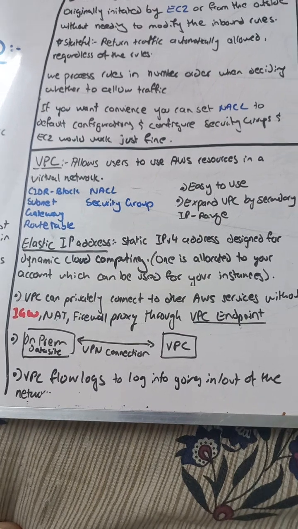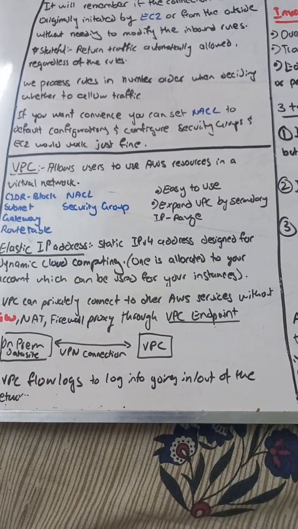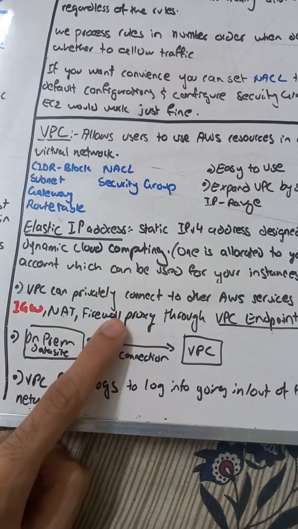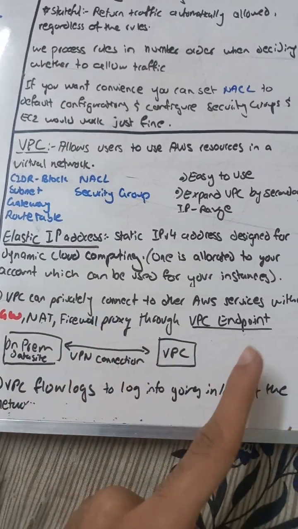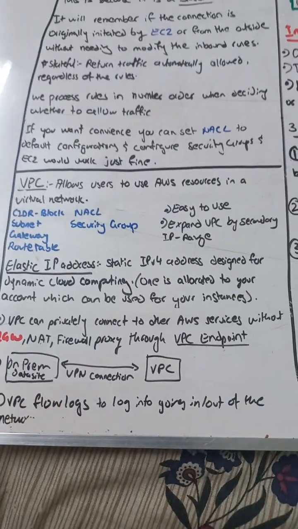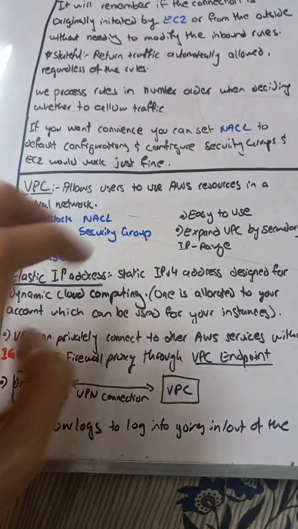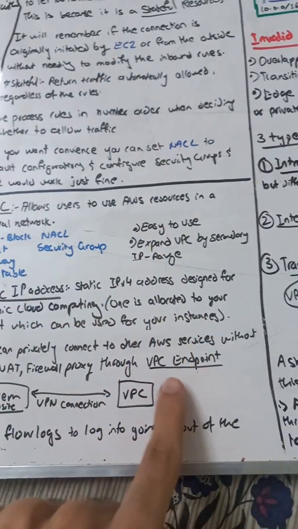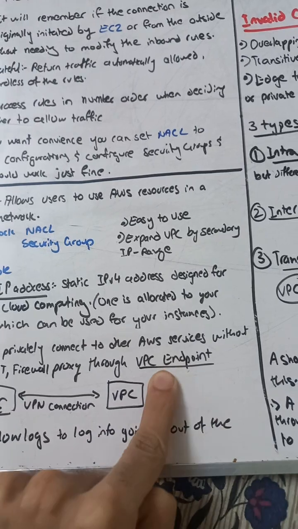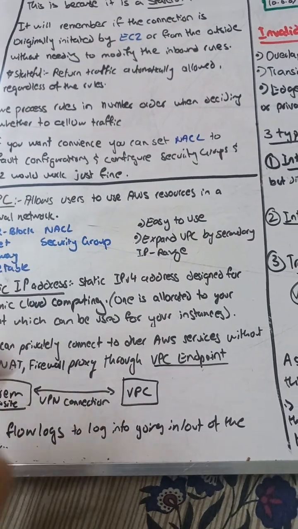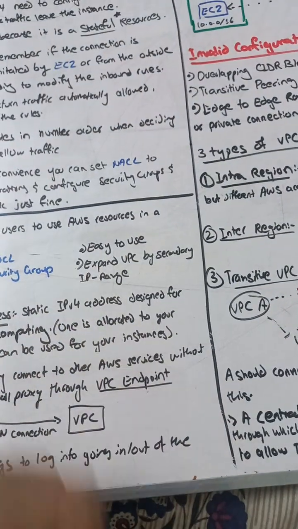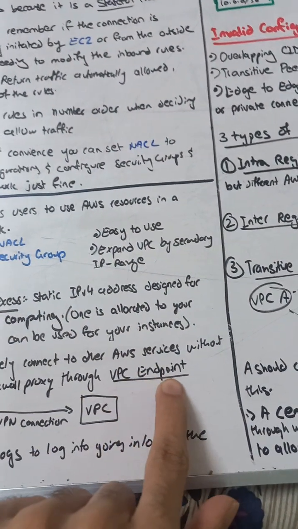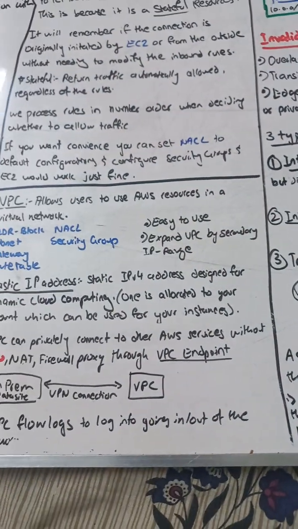A VPC can privately connect to other AWS services without an internet gateway, NAT, or firewall proxy, but you can do that using a VPC endpoint. So if you want your VPC to privately communicate or connect with other AWS services, then for that you will be using a VPC endpoint. For example, if you want your VPC to connect to an S3 bucket or CloudWatch or some other AWS service, then you would be using a VPC endpoint for it.